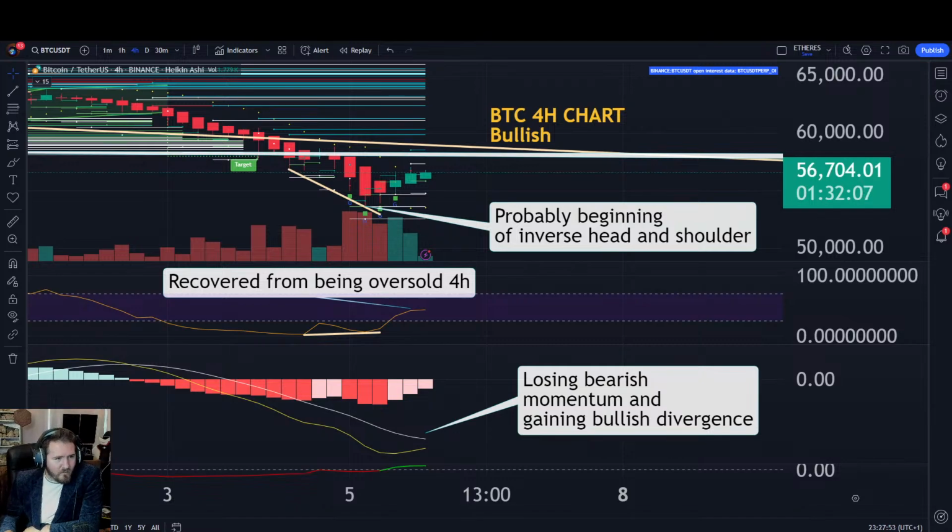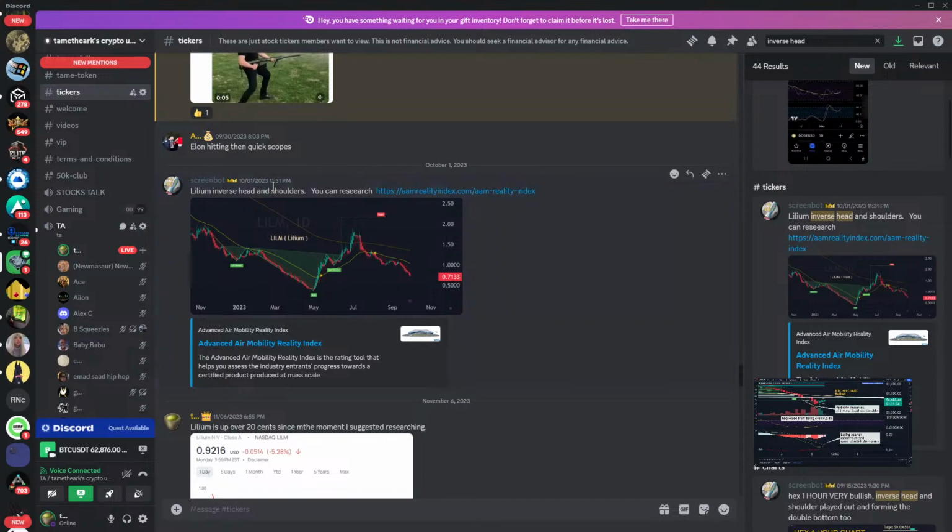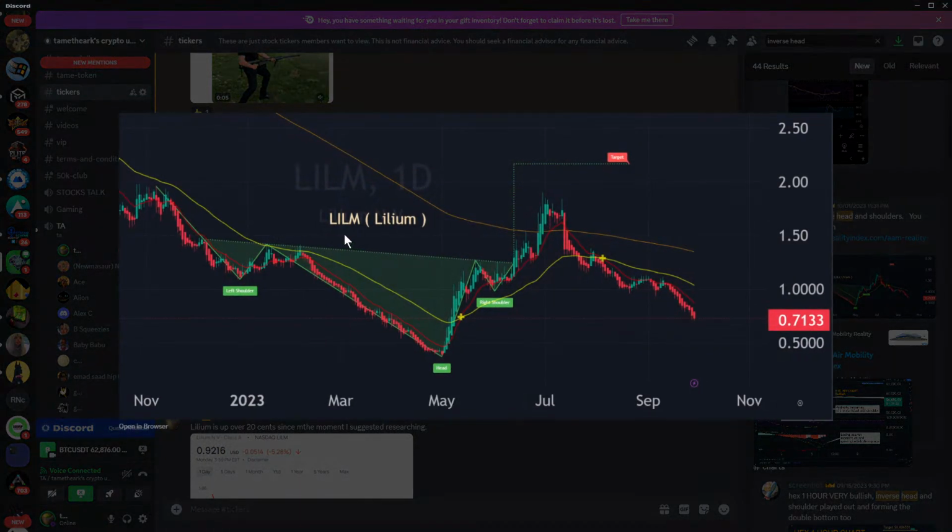Let me type inverse head in Discord and see if there's one that played out. We may have to go to a stock, but yeah, we'll go to a stock for this one real quick. I see one that played out for me recently. So this was Lilium. I had this chart back in 2023. I mentioned that people could start researching. It has an inverse head and shoulders. Inverse head and shoulders is bullish.